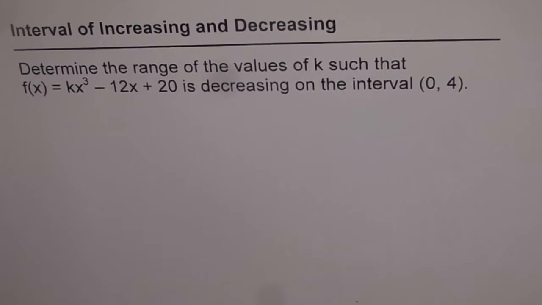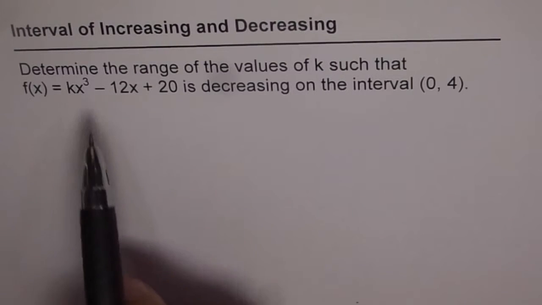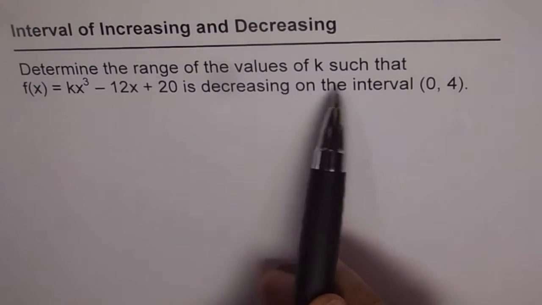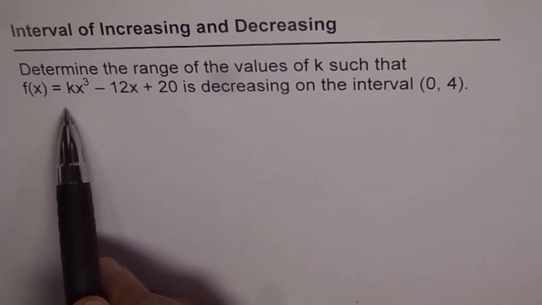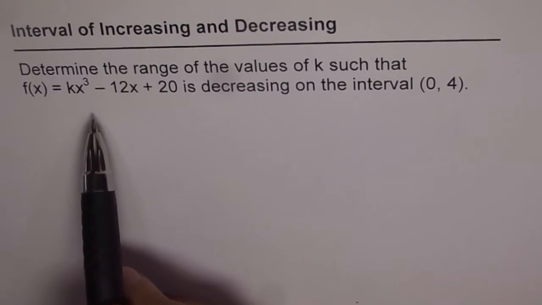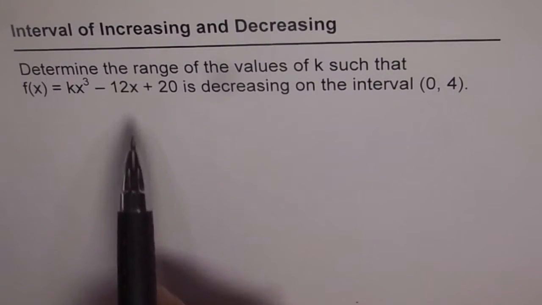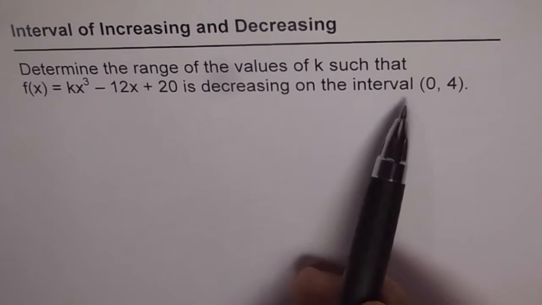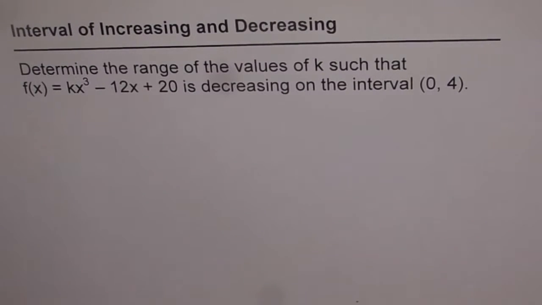Here's a very interesting problem on interval of increasing and decreasing. It says: determine the range of the values of k such that f(x) = kx^3 - 12x + 20 is decreasing on the interval 0 to 4. So this time we don't have to find the interval of increasing and decreasing. We have to find k so that it is decreasing on the given interval of 0 to 4.